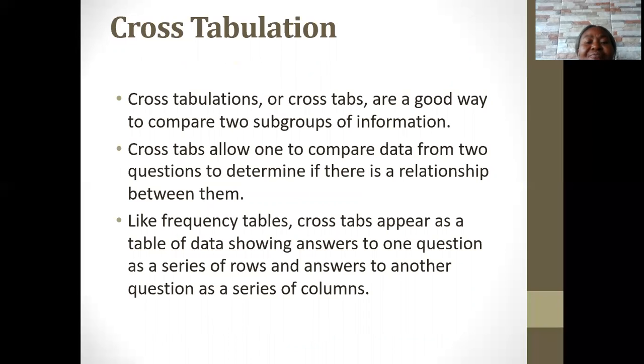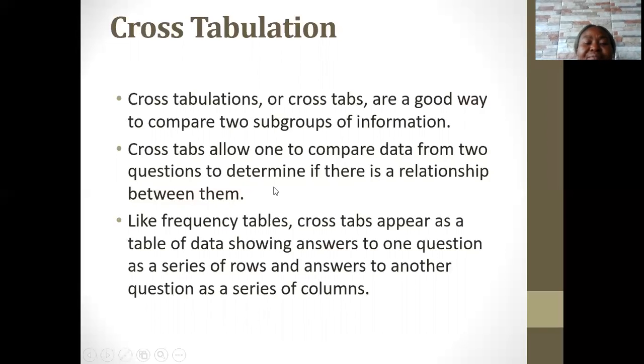Cross-tabulation is another very powerful descriptive analysis tool. It's also known as crosstabs. It's a good way to compare two groups of information. It's just like doing two frequencies together. Crosstabs allows one to compare data from two questions to determine if there's a relationship between them. In this case, if you want to test that hypothesis, you can use a cross-tabulation chi-square.